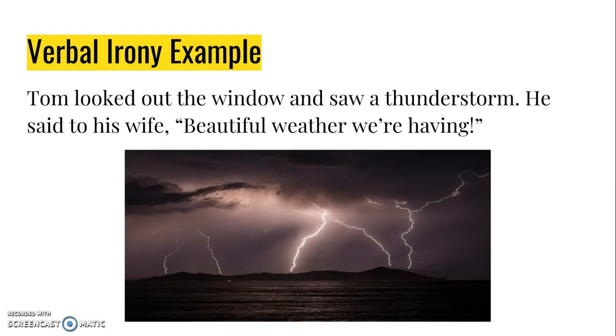Tom looked out the window and saw a thunderstorm. He said to his wife, "Beautiful weather we're having." So we know that Tom doesn't actually mean that the weather is beautiful, and his tone is negative. So we know that this is Tom being sarcastic.